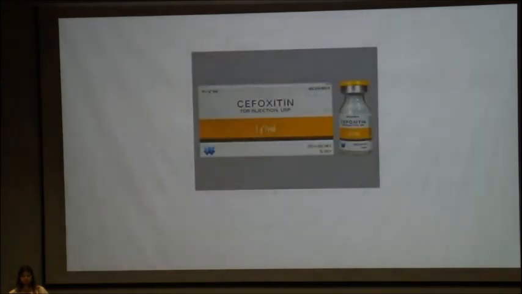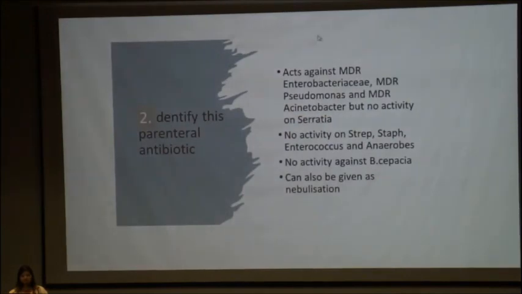Cefoxitin, I think so. This everyone can answer. Acts against MDR Pseudomonas, Acinetobacter, but no activity against Serratia, no activity against Strep, Staph, Enterococcus, and anaerobes. No activity against Burkholderia. It also can be given with nebulization. Which is this antibiotic? The most abused drug here. Which is this antibiotic? Anyone? It is colistin.